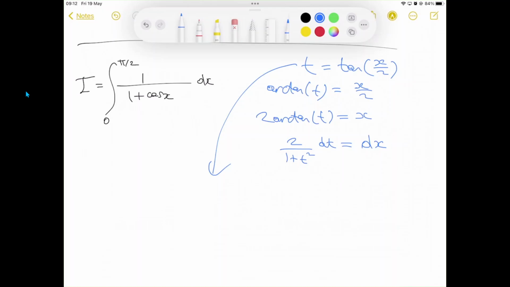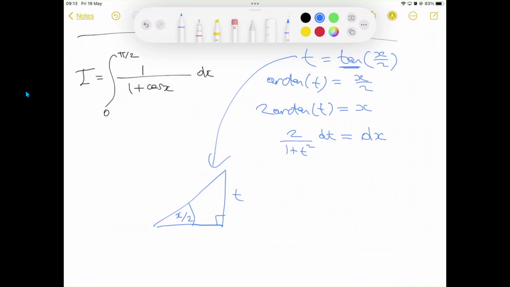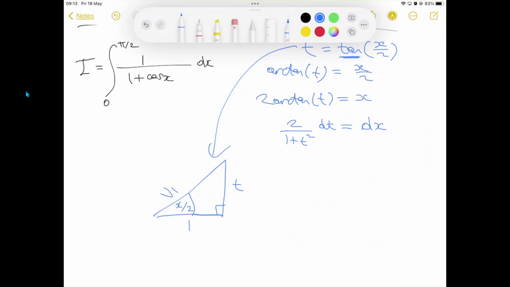If I were to draw a triangle which satisfied our substitution statement, this is a triangle with a right angle, and our critical angle is x over 2. And what is the definition of tangent? Well, tangent is literally just the opposite side of a right angled triangle over the adjacent. So we're basically saying the opposite over the adjacent is equal to t. So that's what this satisfied. And then let's use Pythagoras' theorem to work out the hypotenuse, and we get root 1 plus t squared.